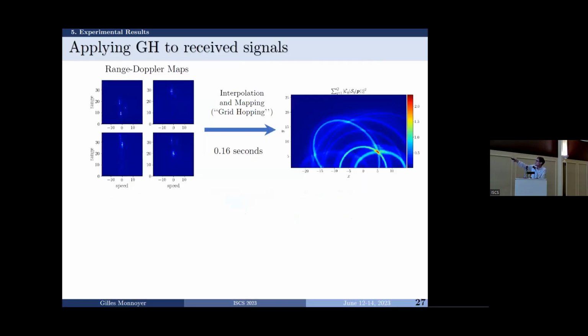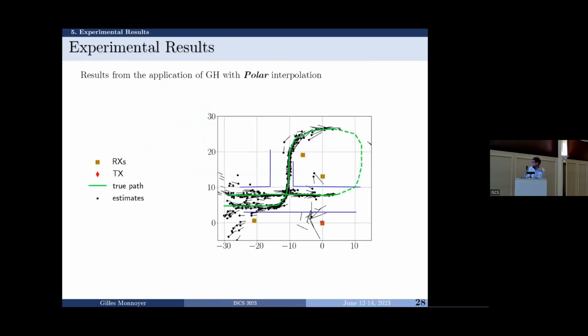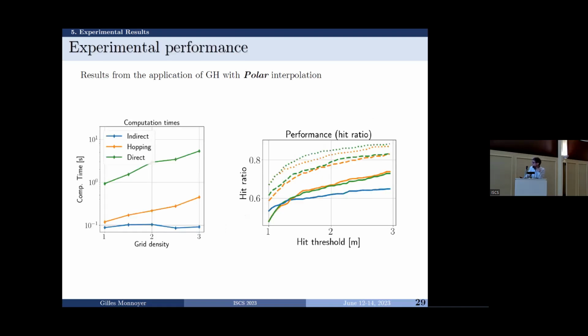On the left, you have the range-Doppler map from which we can apply grid hopping to get the mapping on the right. We can also compare it with the one we would have without grid hopping, the direct correlation function, and once again the error. This is from measurements, while before it was from simulation. Here's an example: in green, you have the real path traveled by the car, and in black, you have the estimates obtained with grid hopping.